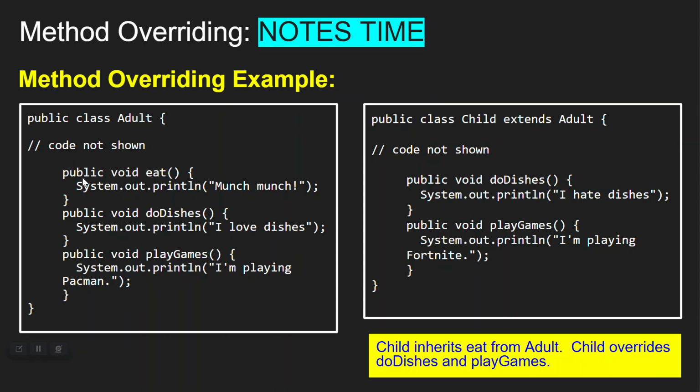And so it's going to inherit eat. However, it is overriding doDishes because a child doesn't love to do dishes. A child hates doing dishes. So we're going to override it, and it's going to print I hate dishes. And then the child would not play Pac-Man. The child's going to play Fortnite. So again, we're going to override playGames, and it is going to print I'm playing Fortnite. So Child will inherit eat, but it's going to override doDishes and playGames. Hopefully that makes sense.